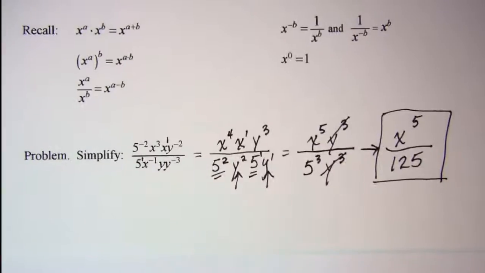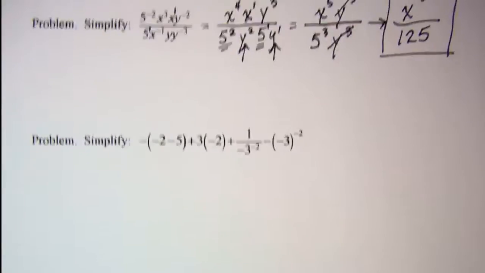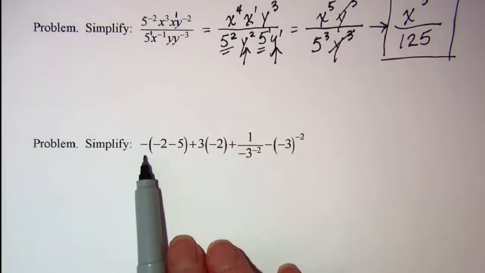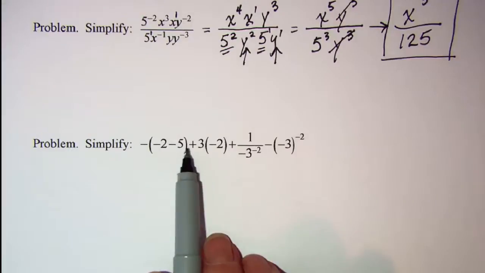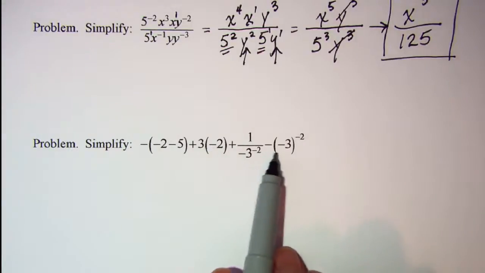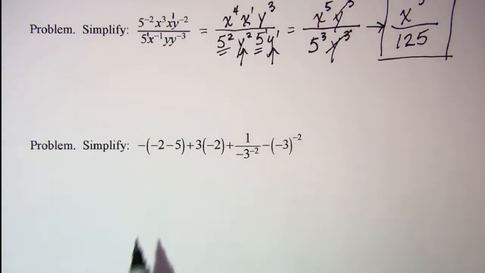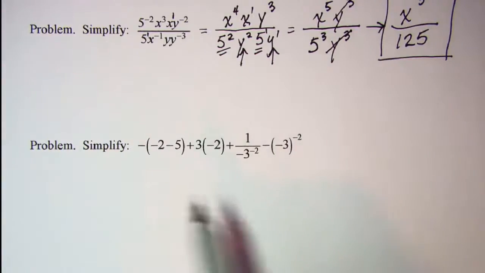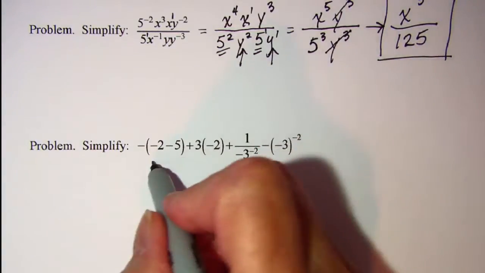Let's do another problem. Now this problem is a little bit different from the previous problem in that I have addition and subtraction as well as multiplication, and then I also have some negative exponents. So let's see, my first step, I'm going to combine a few things.